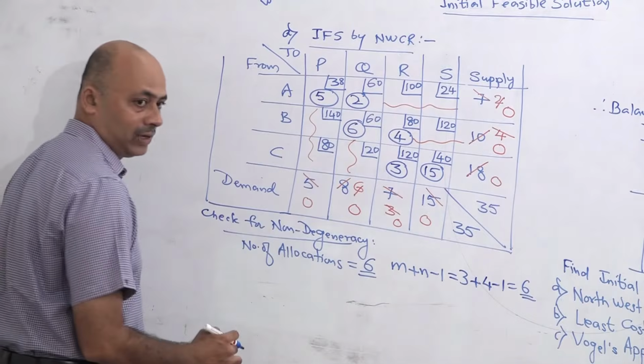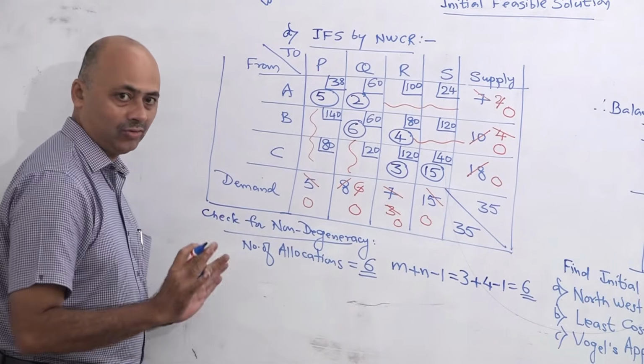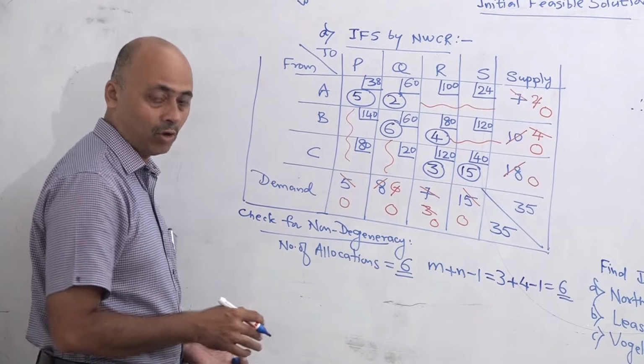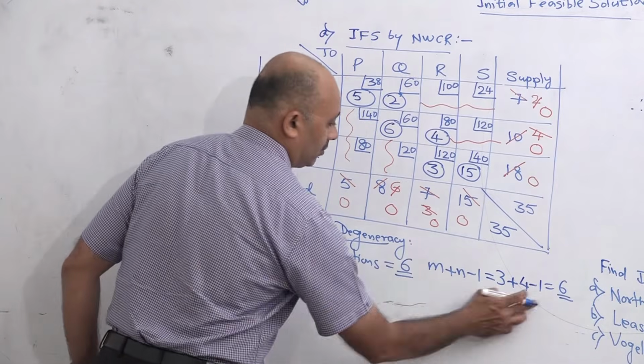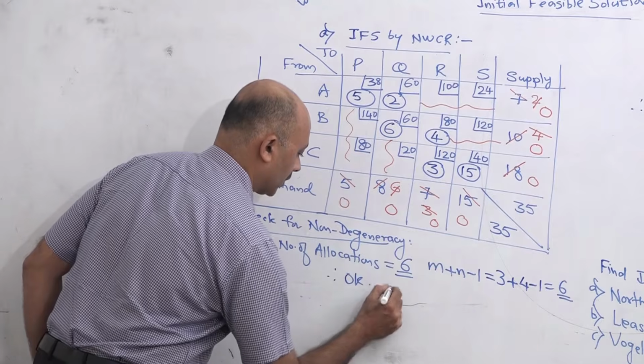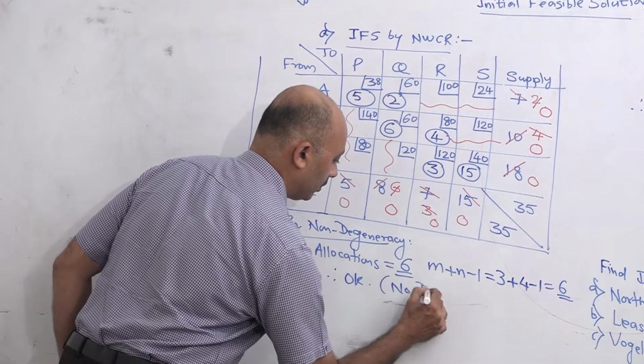They should always be equal. Then it means that the solution is okay. It means there is no degeneracy. Degeneracy means some kind of abnormality. Okay. So it means now the solution is okay. So we say okay, therefore you can say no degeneracy.